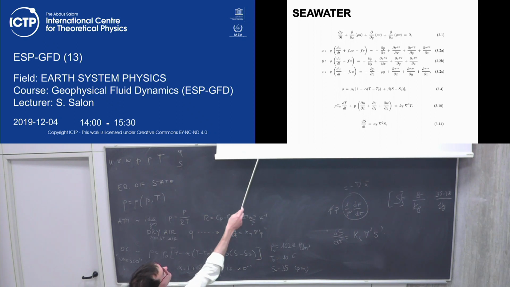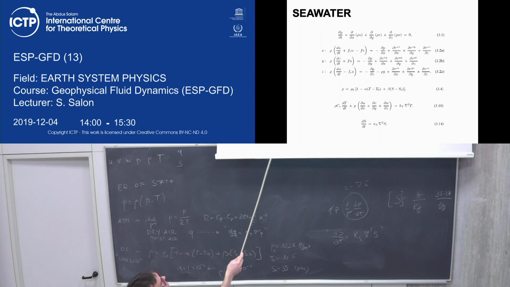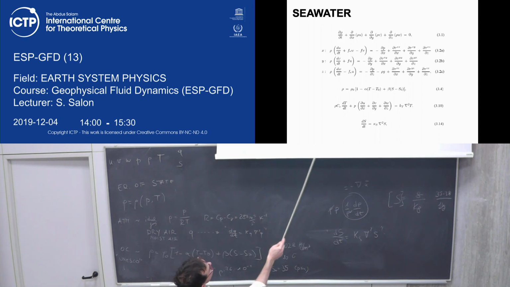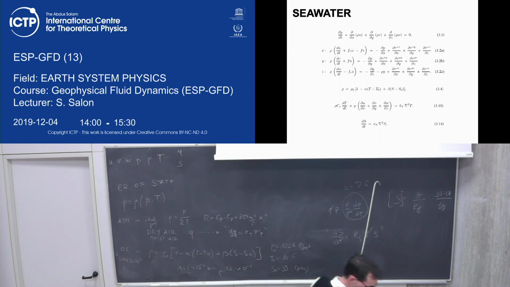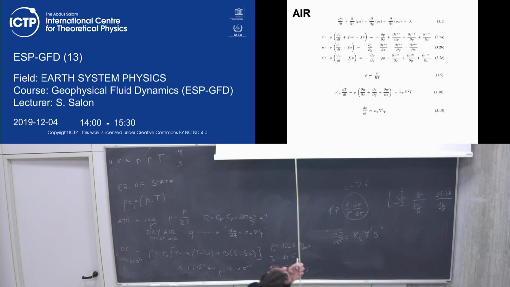Okay. So continuity. Then we have the three momentum equations with the Coriolis, the pressure gradient, the stress tensor, and for the vertical one we have the body force. Then we have the equation of state, the equation of energy, and the equation of salinity. Fine. Air, the same up to here. Then we have ideal gas for the dry air, energy, and humidity.